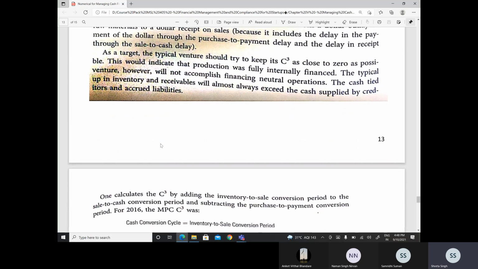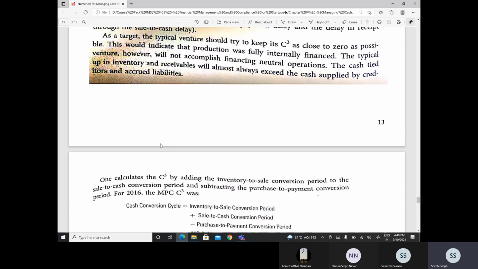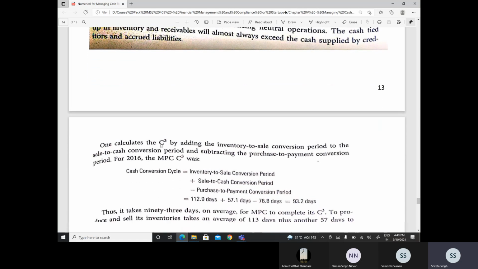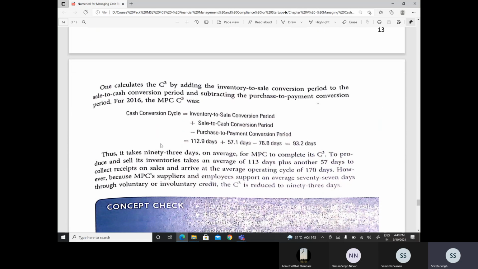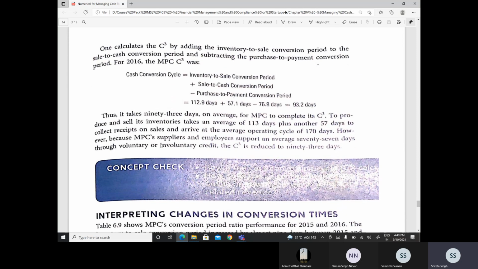As a target, the typical venture should try to keep its C3 as close to zero as possible. This would indicate that the production was fully internally financed. The typical venture, however, will not accomplish financing neutral operations. The cash tied up in inventory and receivables will almost always exceed the cash supplied by creditors and accrued liabilities. Okay. So how do you calculate C3? One calculates a C3 by adding the inventory to sale conversion period to the sale to cash conversion period and subtracting the purchase to payment conversion period from that.